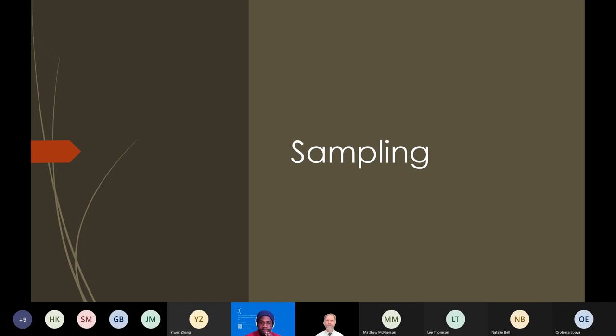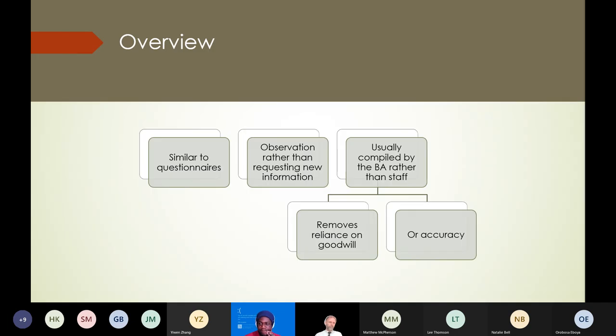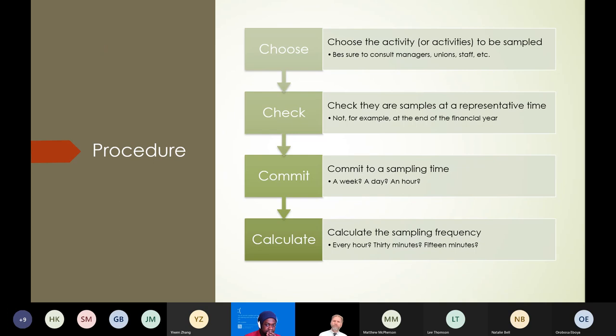Okay, next one is sampling. But instead of sending out a questionnaire to people and saying, fill this out, you turn up with a clipboard and you observe. Which means that you don't have to hope that people return the questionnaire, and also you don't have to hope that they answer them correctly, either deliberately or not. So you can decide what sort of activity you want to understand better.